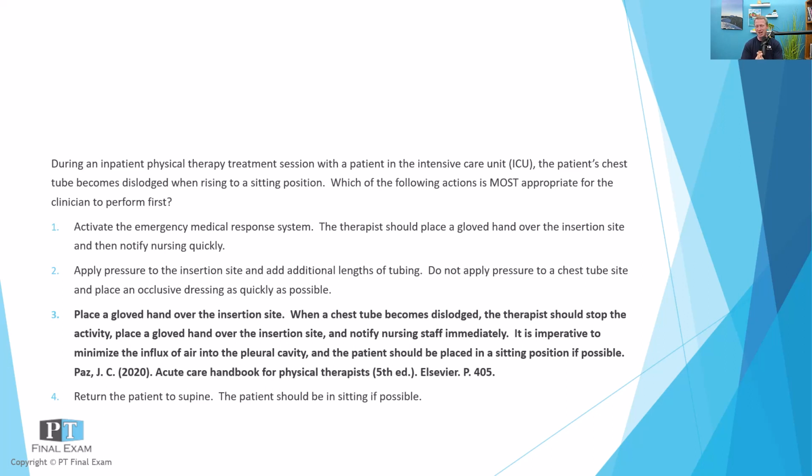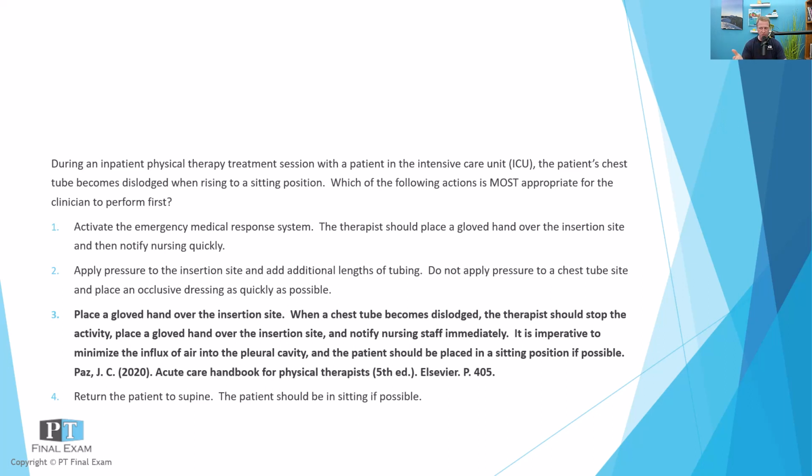Other answer options including applying pressure to the insertion site and additional lengths of tubing. Now, adding pressure to the insertion site, although that would occlude it, you could also either damage the chest wall after some type of surgical intervention has been, really that's the reason why it's there in the first place, or you could just limit their inspiratory capacity because you're applying pressure directly to the chest wall. In either case, you're not going to apply pressure per se. Rather, you'll be placing a gloved hand, some type of occlusive or occlusion over the insertion site.